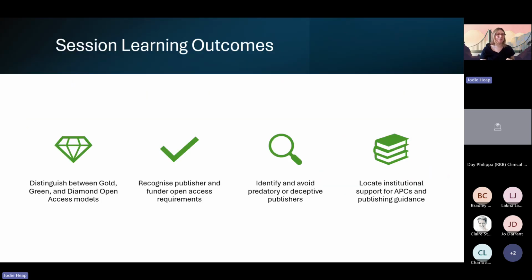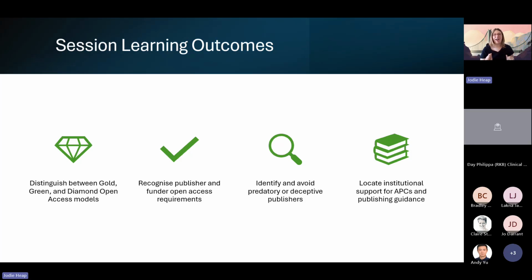Excellent. In today's session, we are going to hopefully learn to distinguish between gold, green, and diamond open access models. We're going to be looking at recognizing publisher and funder open access requirements. We're going to have a bit of a discussion around identifying and avoiding predatory or deceptive publishers. Unfortunately, they do exist.